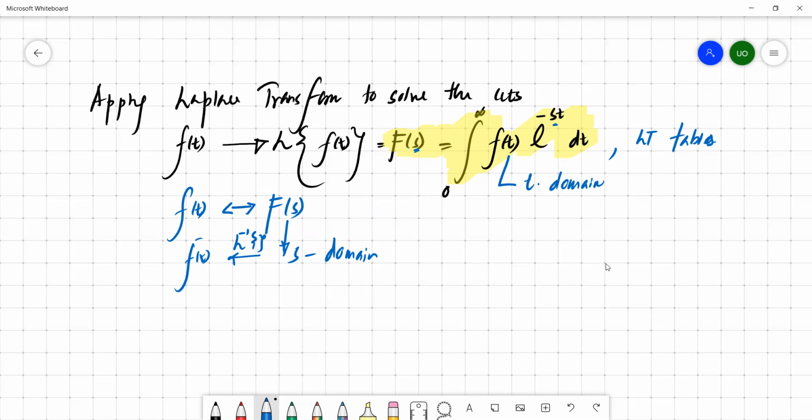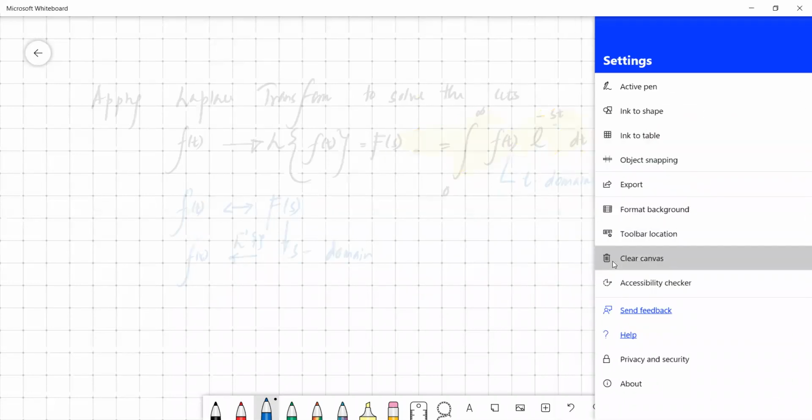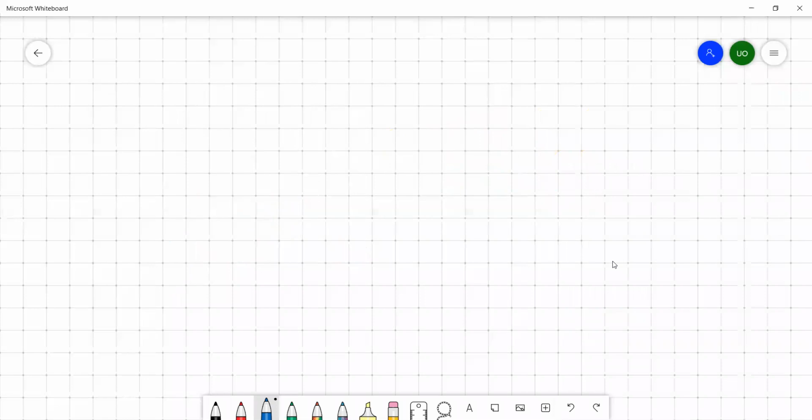I believe you cover this Laplace transform in your maths, isn't it? Yes. Then I don't need to worry too much about this. You may have a better understanding than me about the Laplace transform. What I want to highlight here is how we can use the Laplace transform to solve these circuits.